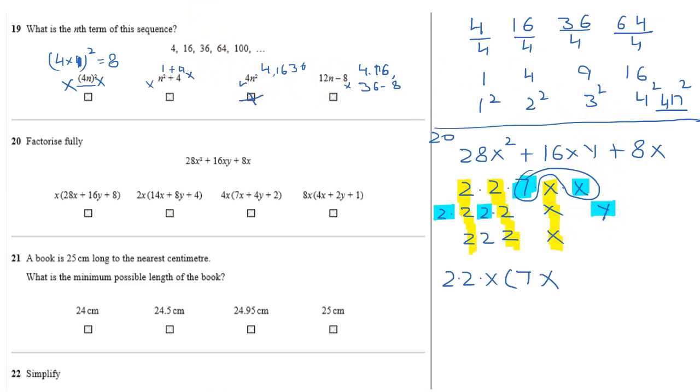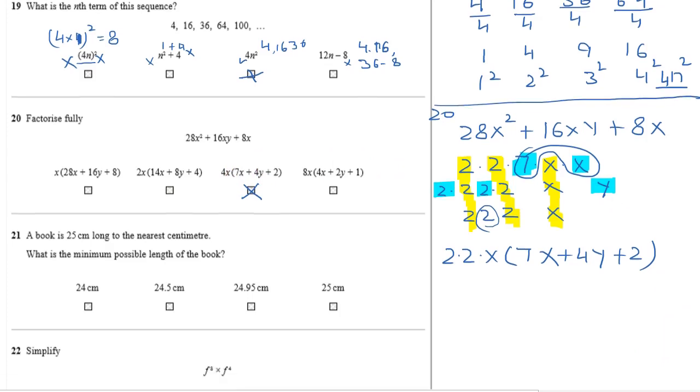So 2 and 2 and y, 2 and 2 is 4, so 4y. Then this one we have only 2. So this is 4x(7x plus 4y plus 2). So your answer is this. So question number 20, the answer will be C.